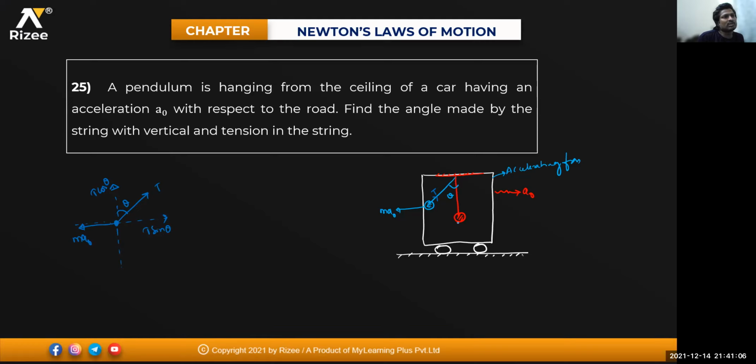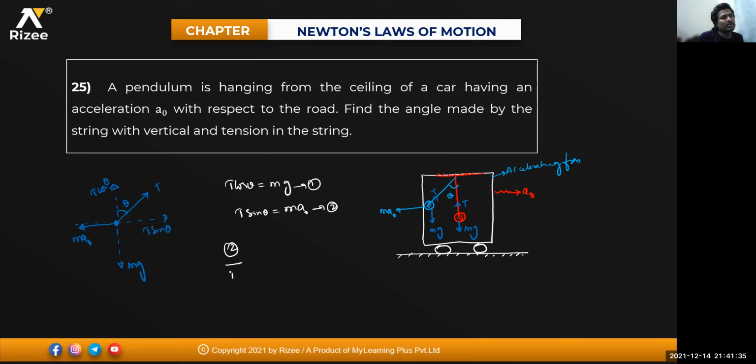So the weight of this body is acting in the downward direction, mg here. This is balancing the tension T before moving. Here also the weight of the body always acts in the downward direction, so the weight of the body is right now mg. So I can write here T cos theta balances your mg, and T sin theta balances your m into a0. So this is equation number 2, and this is equation number 1.